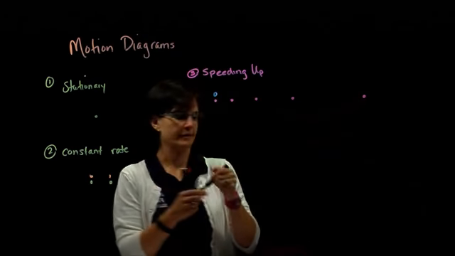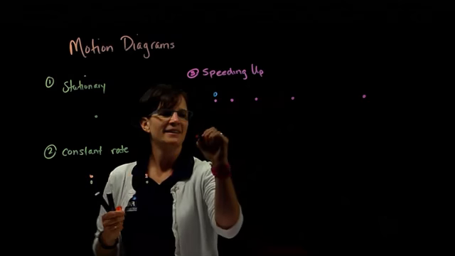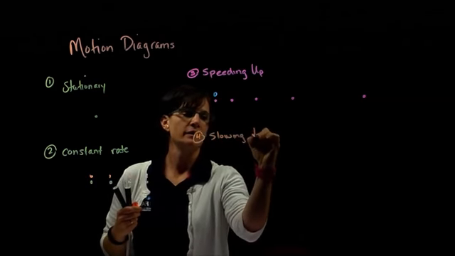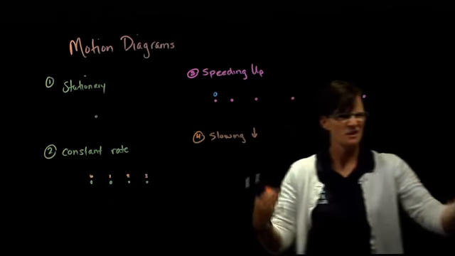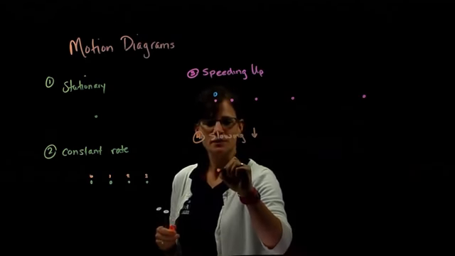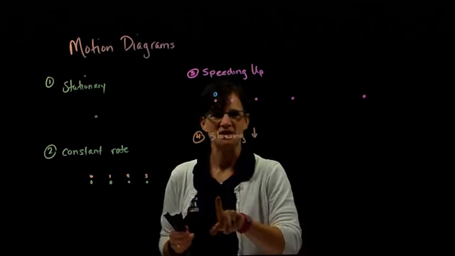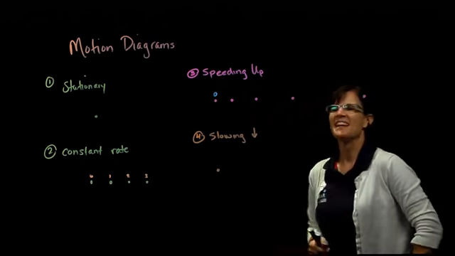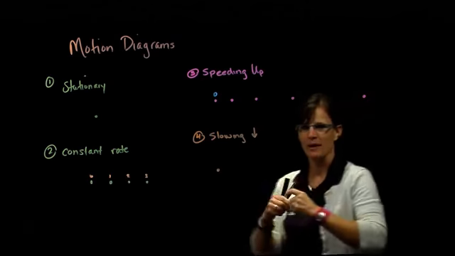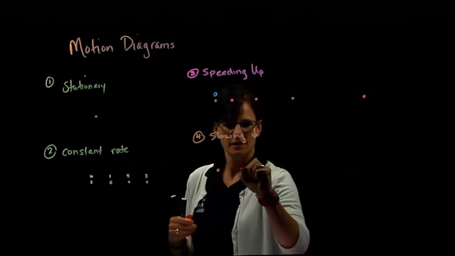All right, so what about slowing down? Well, I already used green, let's use orange. When an object is slowing down, that means it's getting slower and slower. It's not going to get as far in the dark. So we turn the light on, we see where the object is located. This is our time point zero, and I won't label it this time. Turn the light off, it moves. Turn the light back on, it's gotten a certain distance away.